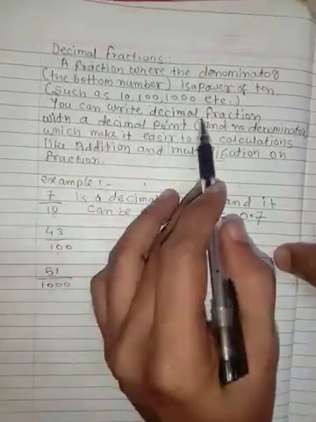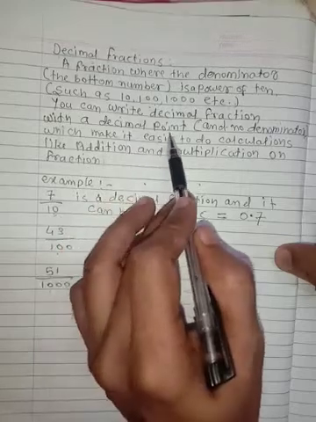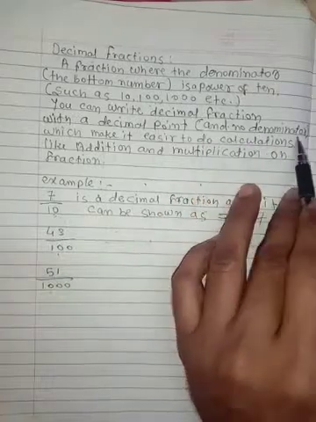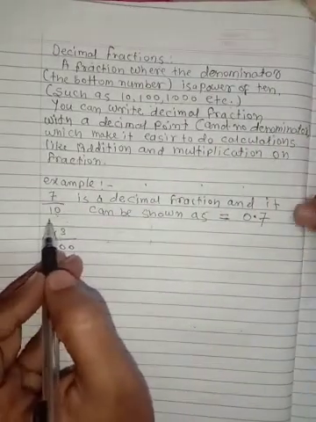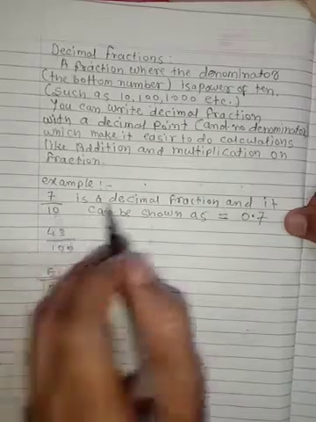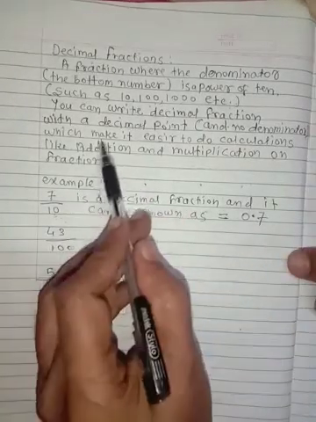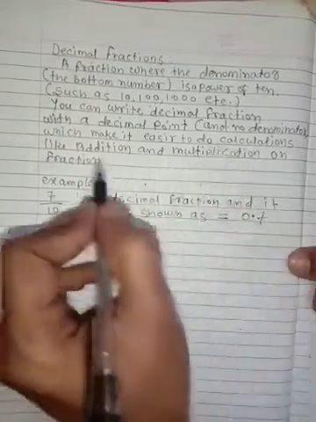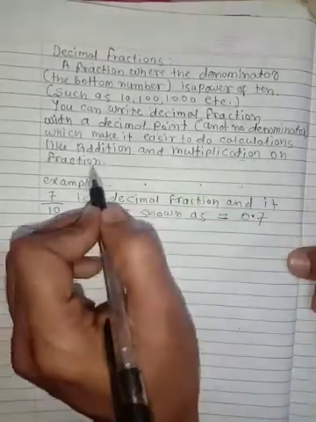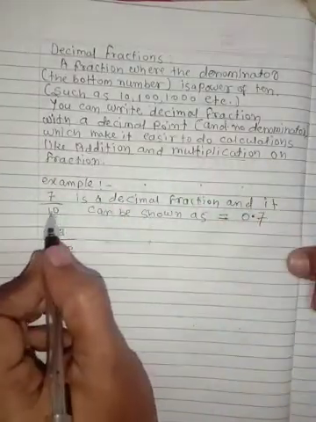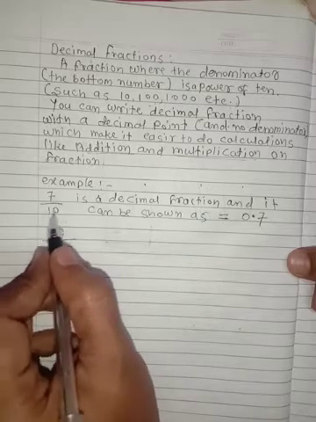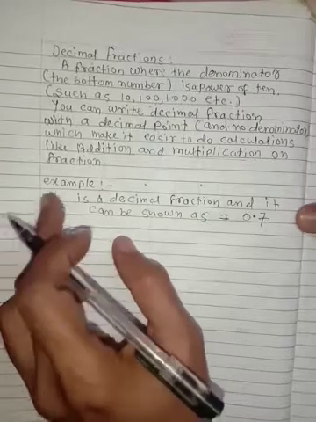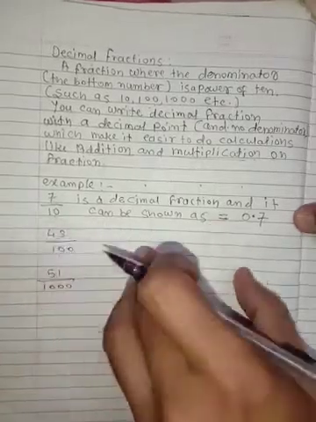So you can write a decimal fraction with a decimal point. You can write the fraction using a decimal point and no denominator. In decimal numbers we don't have a denominator; we convert the denominator into a point. This makes it easier to do calculations like addition and multiplication on a fraction. We cannot write the denominator in a decimal fraction.